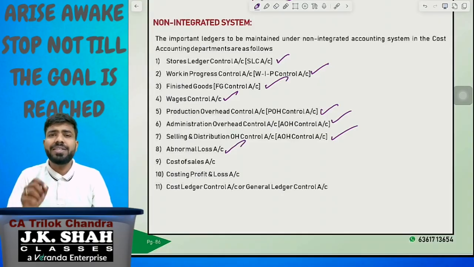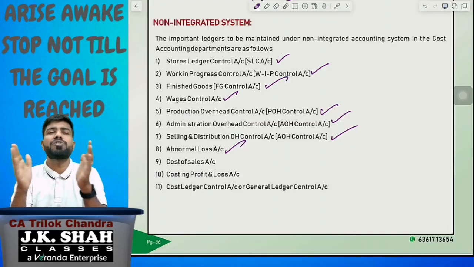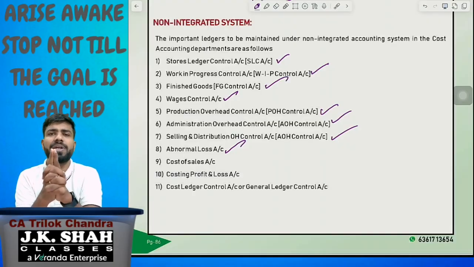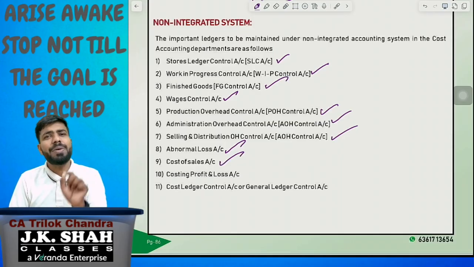Now, it is the time to accumulate all the cost elements. Material, labor, overheads, everything has to be accumulated. For accumulation, we have a separate ledger called the cost of sales account. To calculate the costing profit or loss, we are going to have the ledger called the costing profit and loss account.